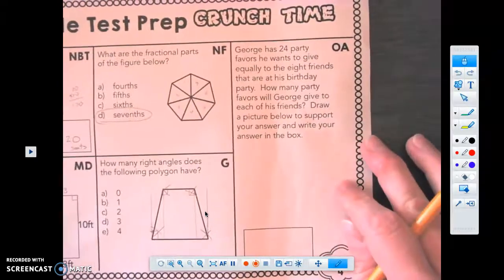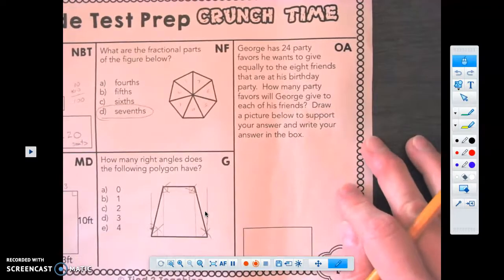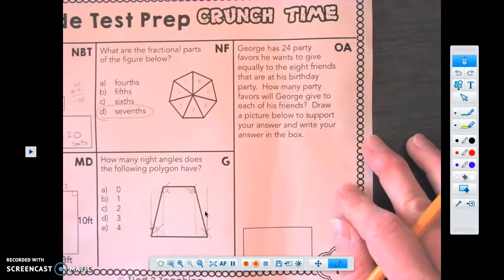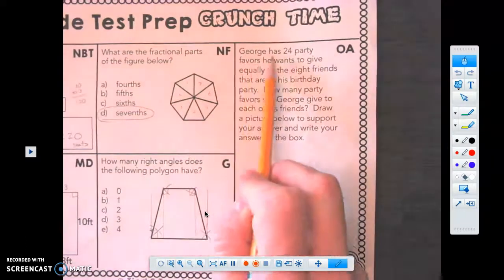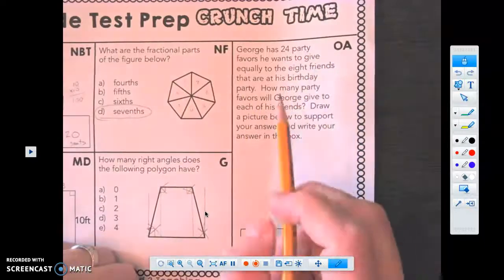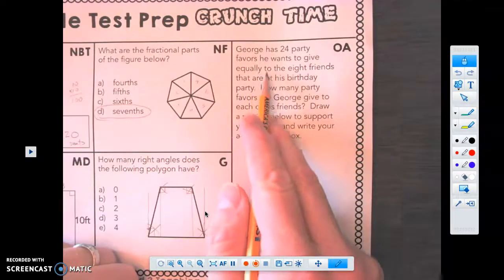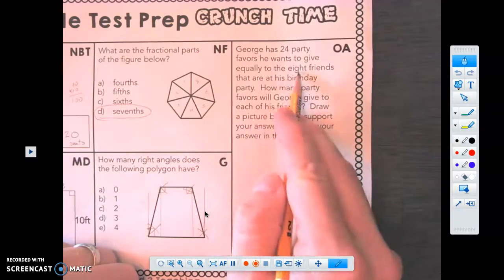All right, last problem. George has 24 party favors he wants to give equally to the 8 friends that are at his birthday party. How many party favors will George give to each of his friends? Okay, so George has 24 party favors, and he wants to give those 24 equally to 8 friends.